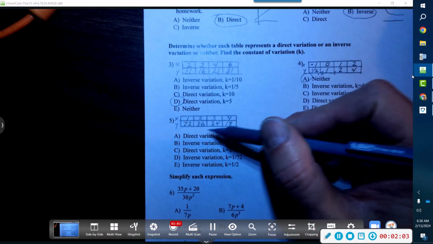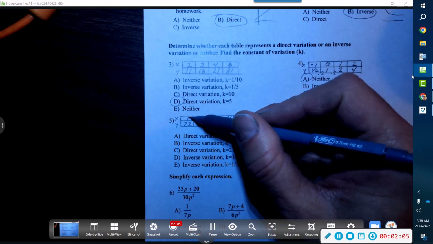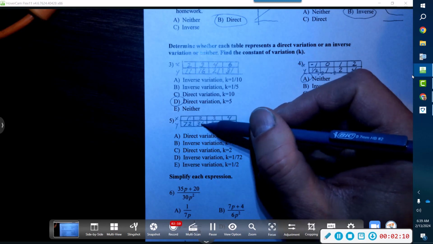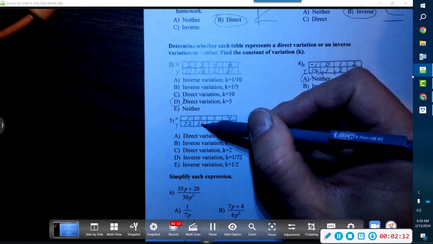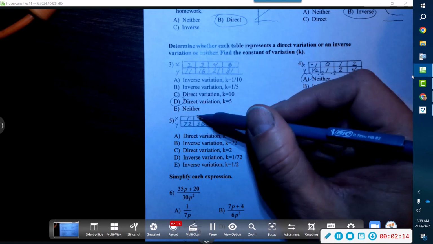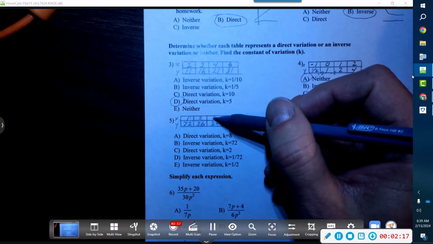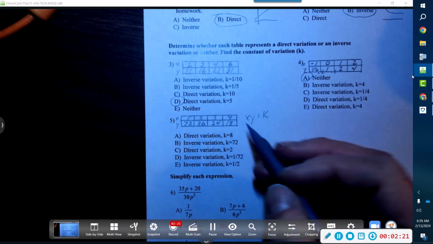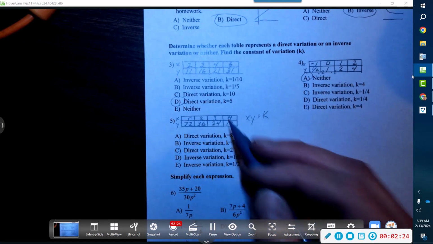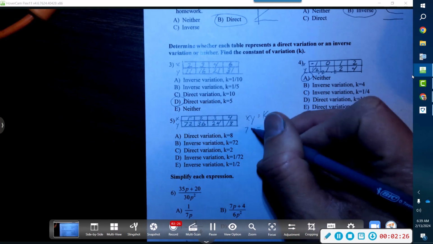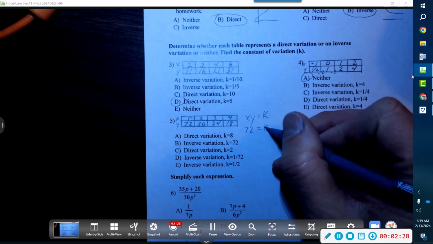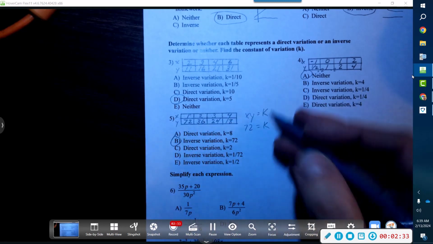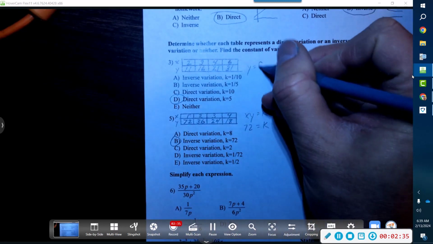Now in inverse, what's going to happen is I do see that 1 times 72 would give me 72, and 2 times 36 gives me 72. So if I multiply the x and the y together, that's actually the relationship that I get. Okay, all of these actually equal 72. So what that means is, when I multiply the x and the y coordinate, my constant of variation is 72. And so this is actually an inverse variation. So notice the difference between these guys.